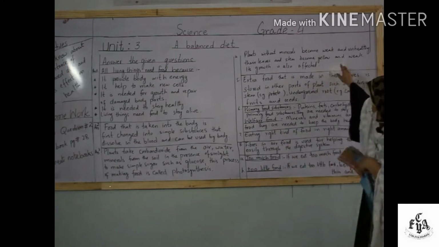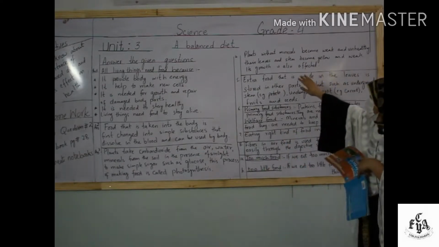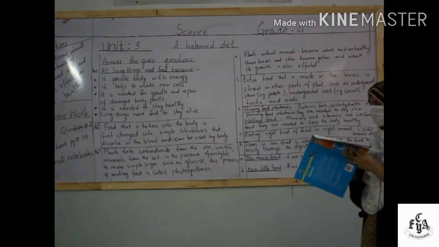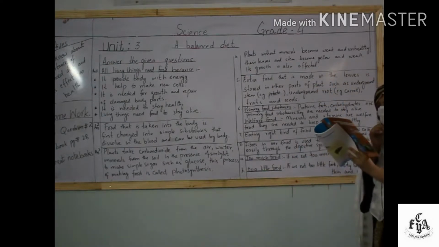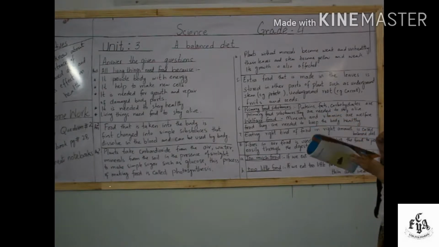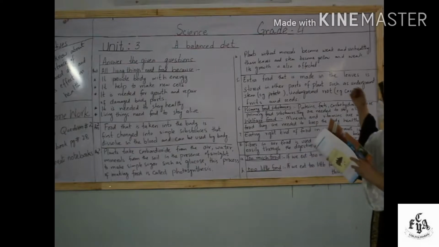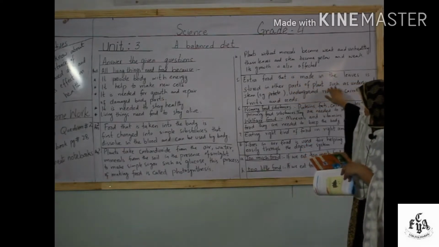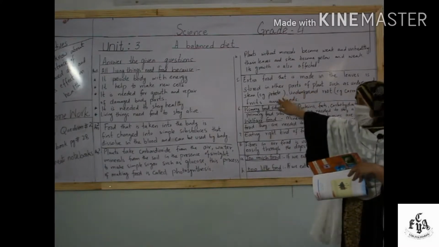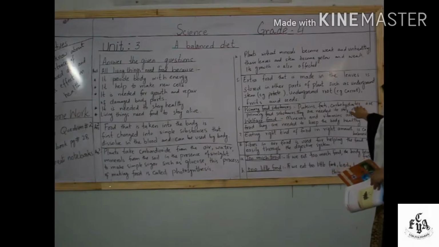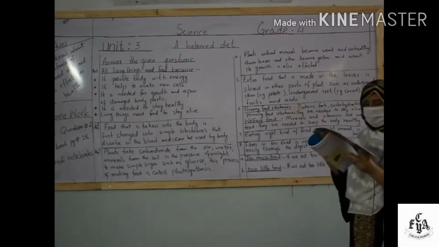Plants without minerals become weak and unhealthy, their leaves and stem become yellow and weak, and their growth is also affected. The next question is: where is extra food stored in plants? We have discussed it as well. The extra food that is made in the leaves is stored in other parts of the plant such as underground stems, for example potato, underground roots, for example carrot, fruits, and in the seeds.